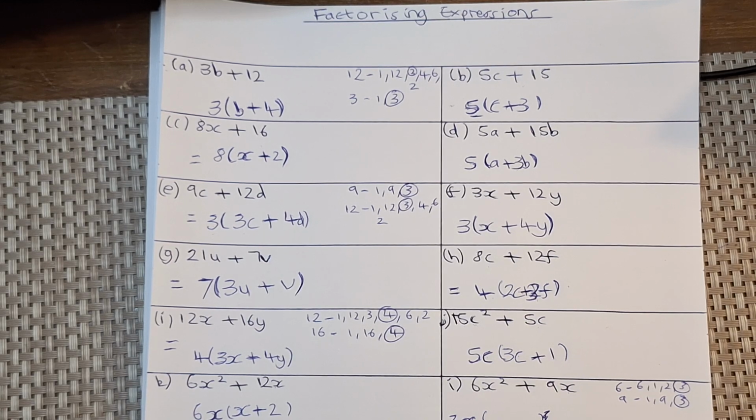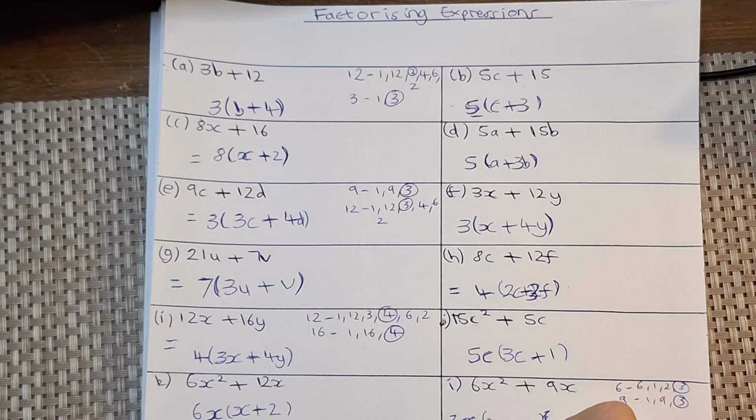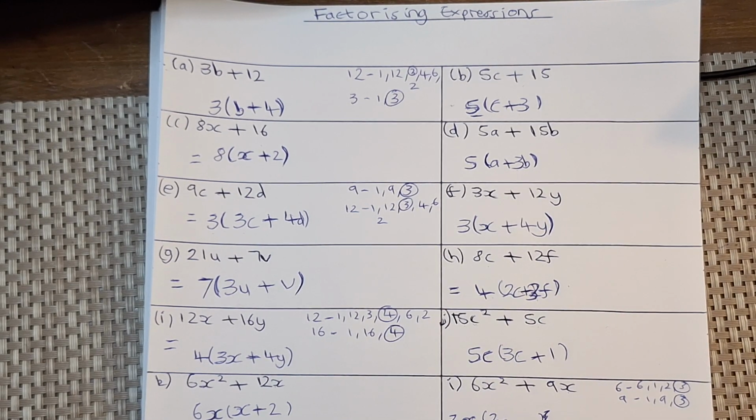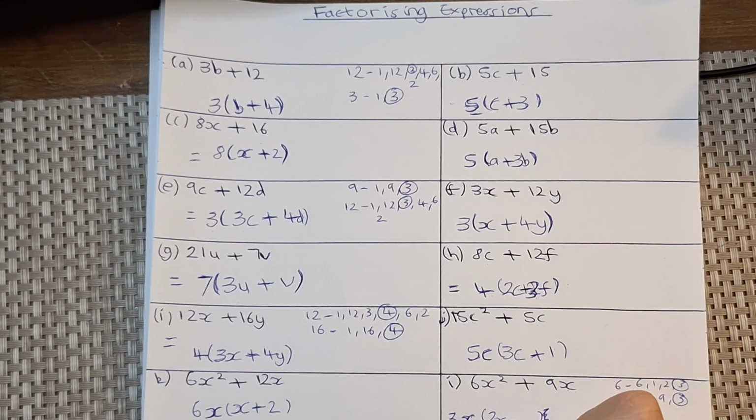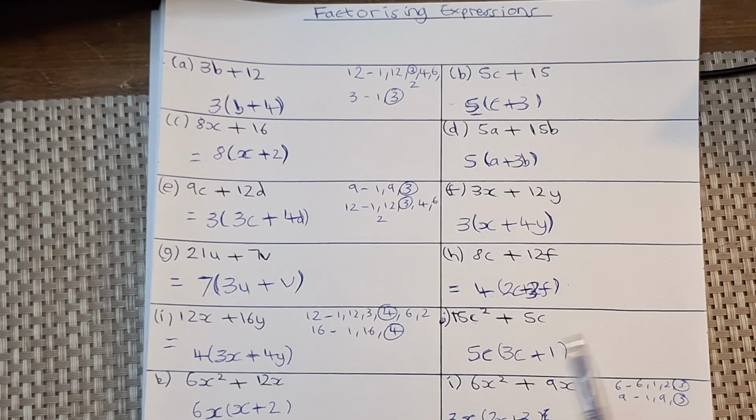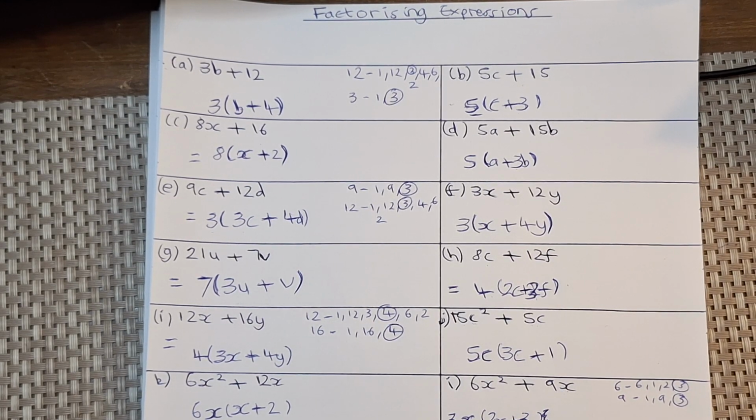What do we therefore have to multiply 3x by to get 6x squared? 3x times 2x is 6x squared. What do we have to multiply 3x by now to get 9x? Well, it's plus 3. 3x times 3 is plus 9x.